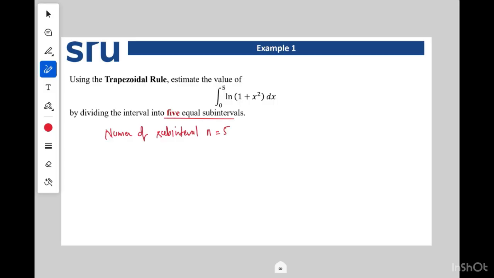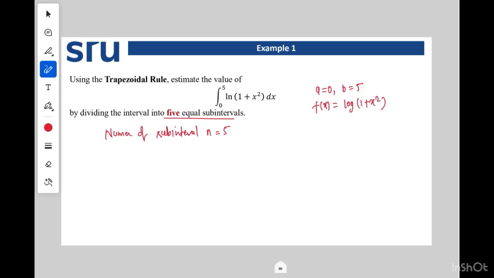Now if you compare this function to the original integral, the integral from a to b of f of x, you will get a equal to 0, b equal to 5, and f of x equal to log of 1 plus x square.